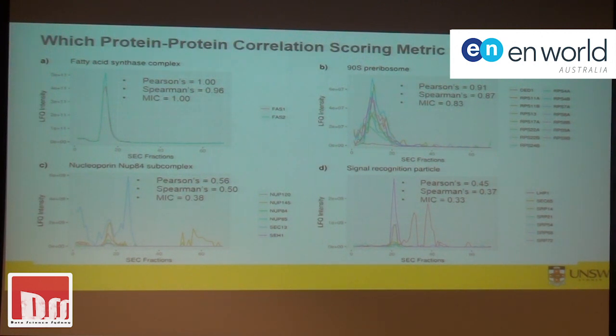You can see that the Spearman correlation is 0.87, so it's a bit noisier. For the third one, the nucleoporin, it has a Spearman score of 0.5. You can start to see there are extra peaks in there, and it's noisier again. And the last one has a Spearman correlation of 0.37, and again, it's noisier, so it gets worse off in scores. So, but which score is better?